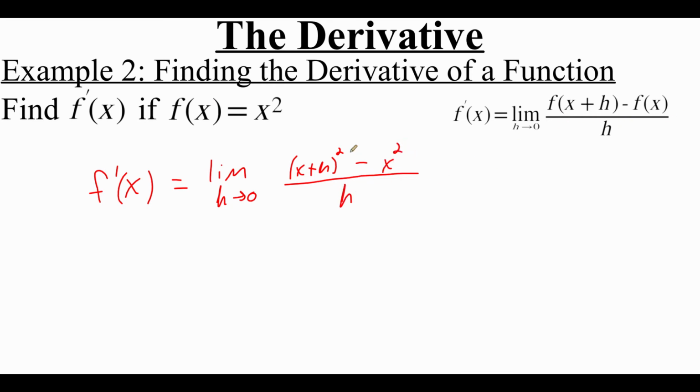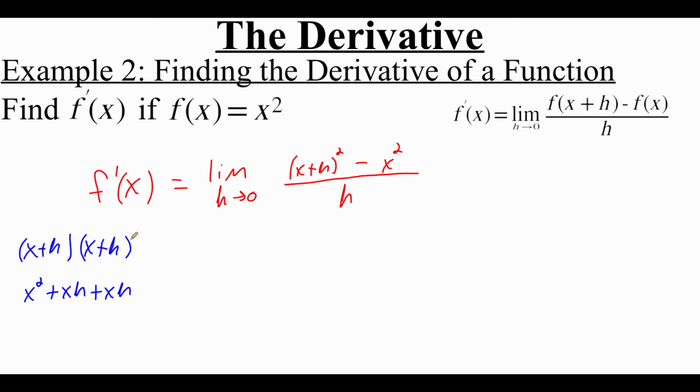over h. Now I'm going to need to square out that x plus h, so I'm taking x plus h times another x plus h, and we're foiling that. So x times x is x squared. X times h is xh. H times x is going to give me another xh.